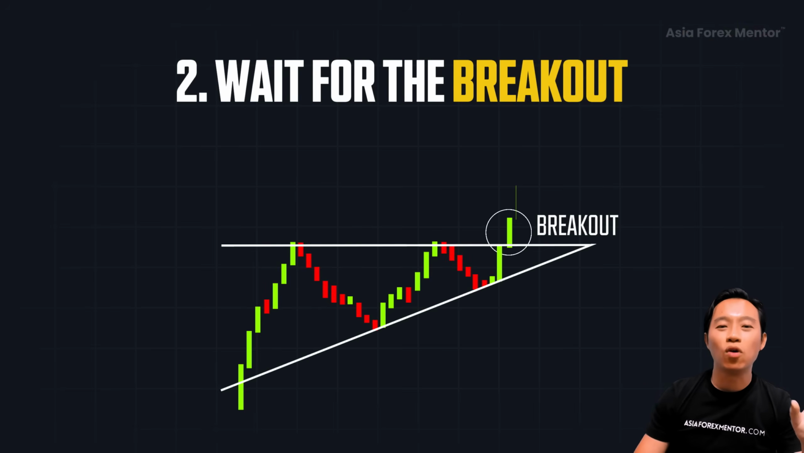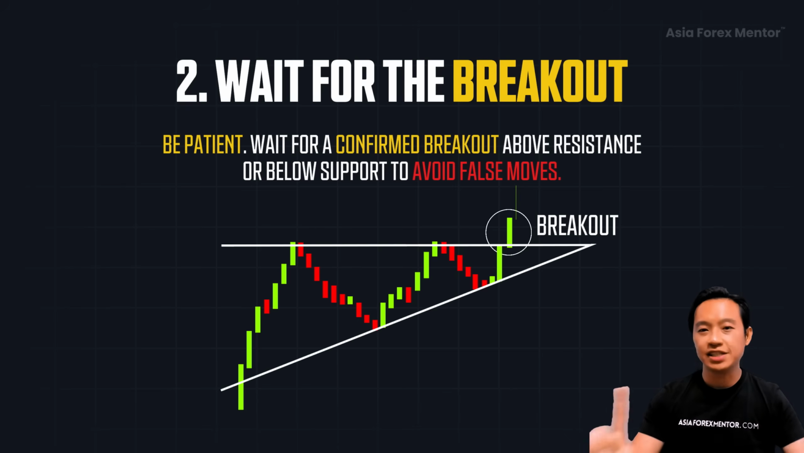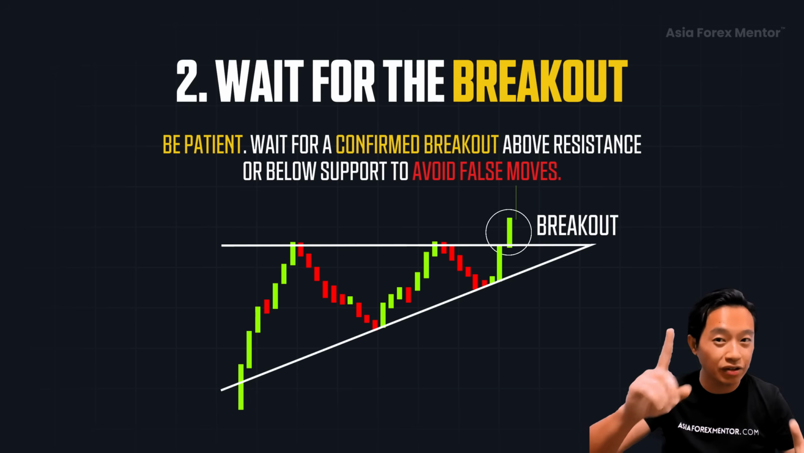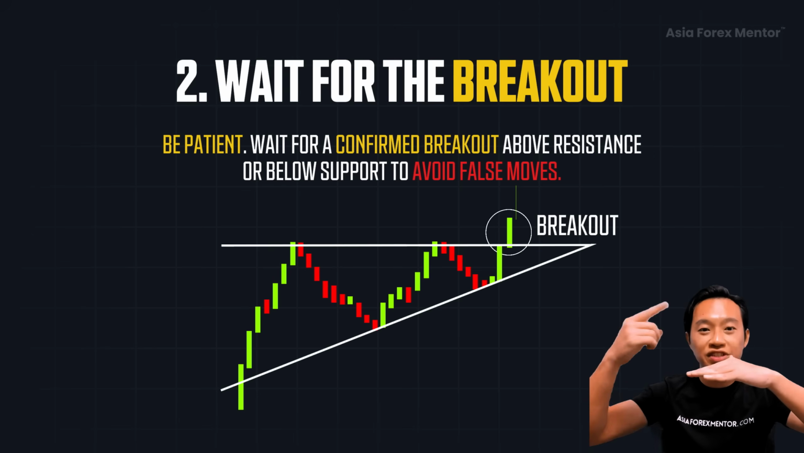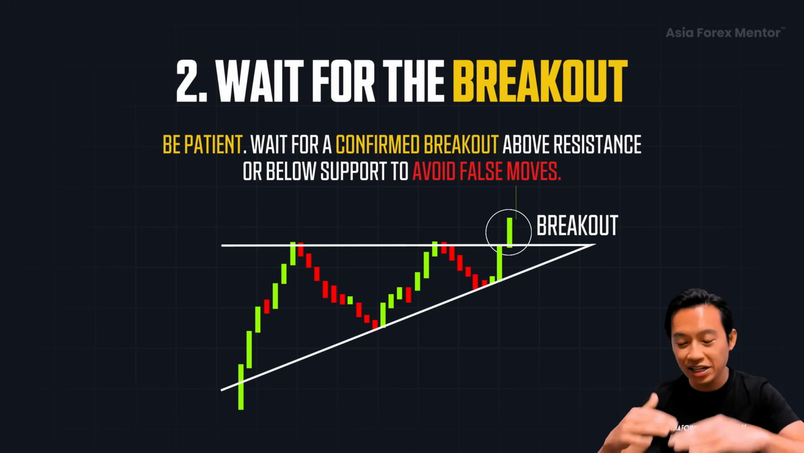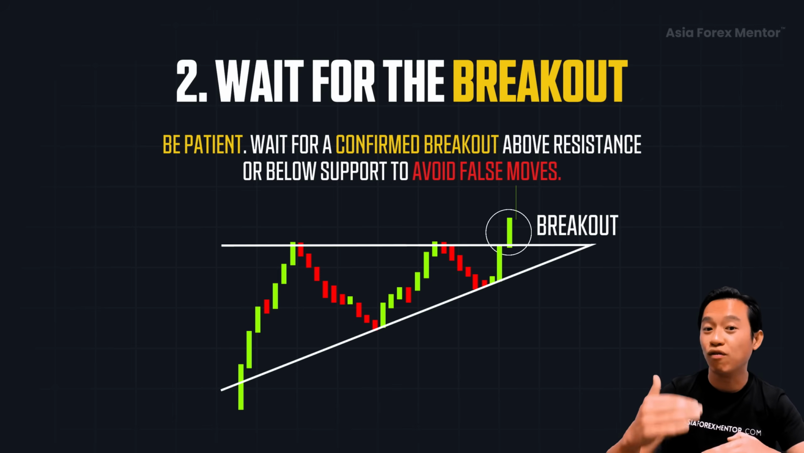All right, next, wait for the breakout. You gotta be patient here. Patience is the key here. You want to wait for price to actually break out of the pattern before entering your trade. If it's an ascending triangle, it's a break out from the resistance. If it's a descending, that's a break down below the support level. All right, so this is a confirmation that helps you to avoid false breakouts.